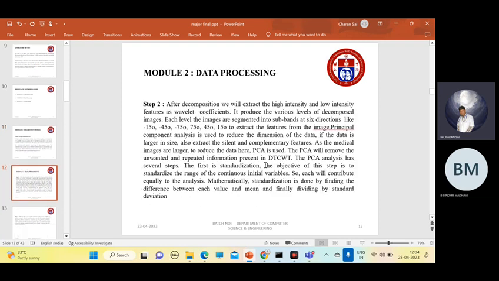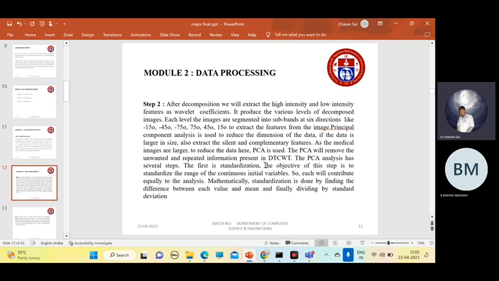And step 2 is data processing. After decomposition, we will extract the high intensity and low intensity images, and each level in the image is segmented into sub-bands at 6 directions. And principal component analysis is used to reduce the dimensions of the data, and the PCA will remove unwanted and repeated information present in the DTCWT format.